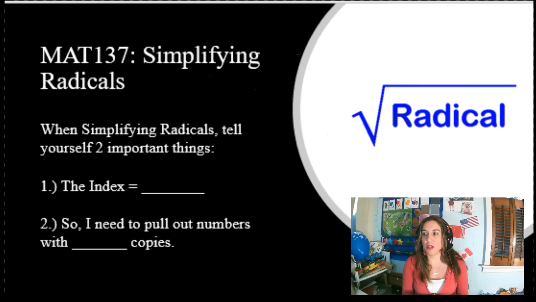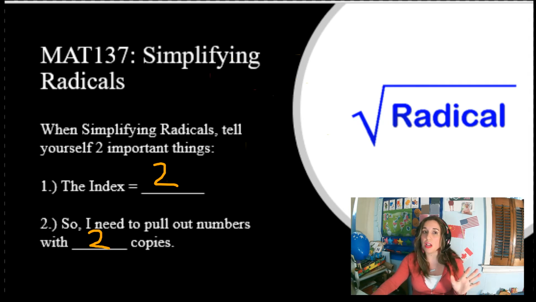The first thing you want to tell yourself is the index. You want to look at that radical and immediately identify the index, okay? That's the first thing. The second thing you're going to tell yourself is, whatever your index is, maybe it's a square root, so your index is 2. So now you need to tell yourself, I need to pull out numbers with 2 copies. Whatever you fill in for your index, you're looking for numbers with that many copies.